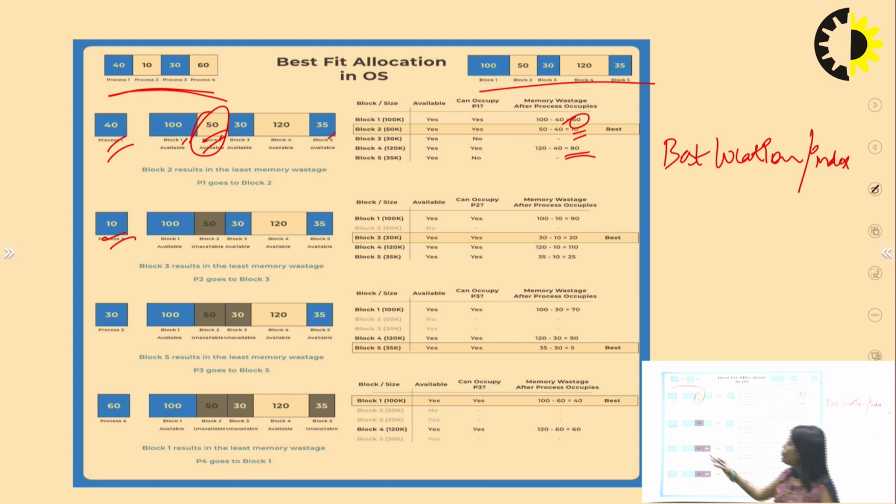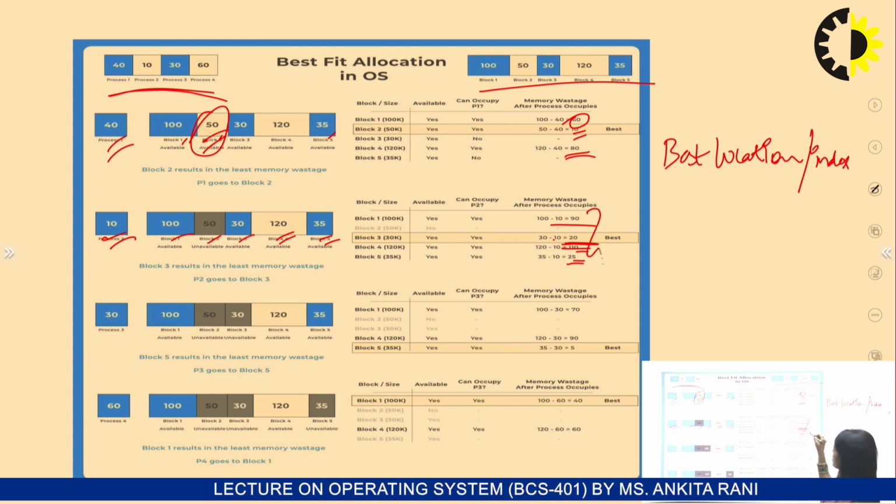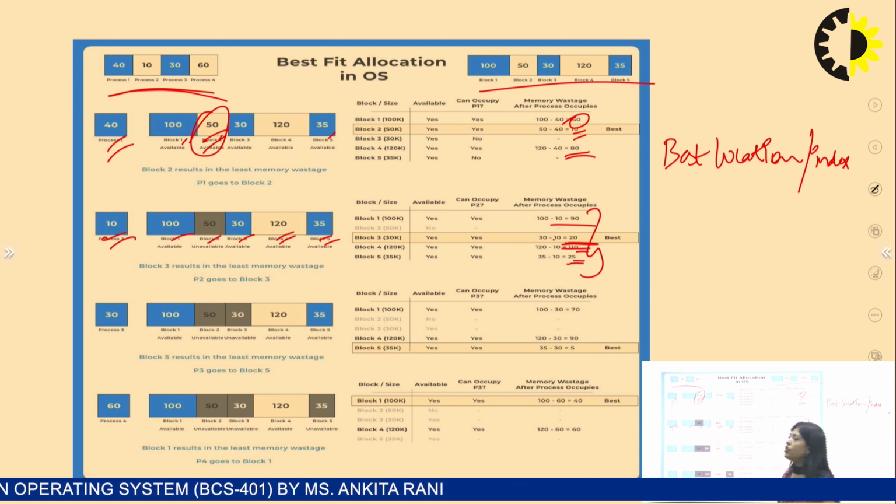The first memory block is of 100 size, memory wastage is 90, which is not best fit. 50 is not available. In 30, we can check 20 is wastage, 20 KB. In 120, huge wastage is 110, which is not best fit. In block 5, 35, 25 memory is wastage. So which is the minimum in that? Block 3. So we can accommodate that process in block 3, 30.